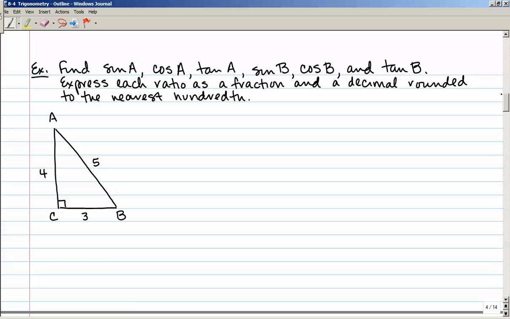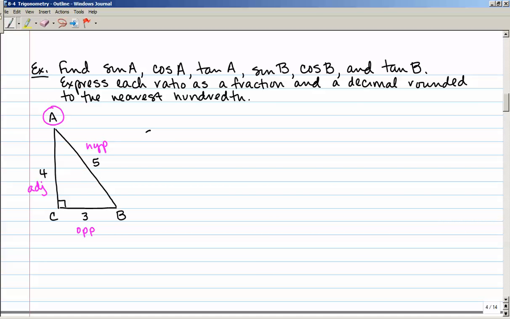So let's take a look at an example here. It says find the sine of A, cosine of A, and tangent of A, sine of B, cosine of B, and tangent of B. Express each ratio as a fraction and as a decimal rounded to the nearest hundredth. So I think I'll go ahead and circle these in color so it stands out a little bit. For angle A, the side that's opposite is the 3. The side that's adjacent is the 4. And even though 5 is adjacent also to angle A, that's the hypotenuse because it's opposite the right angle.